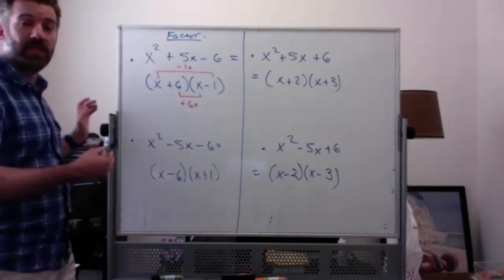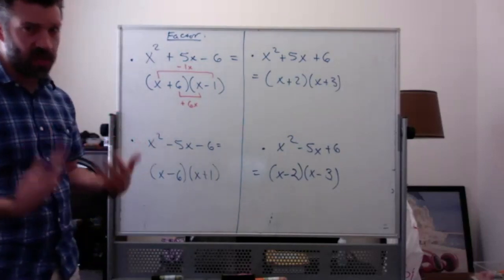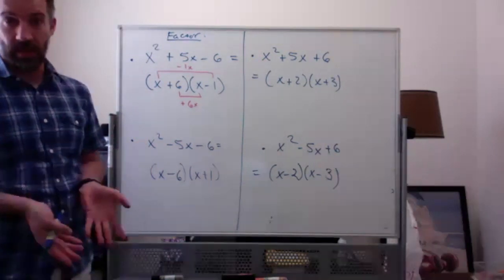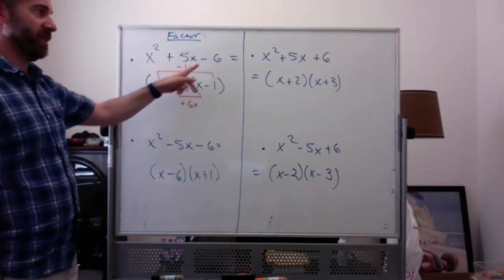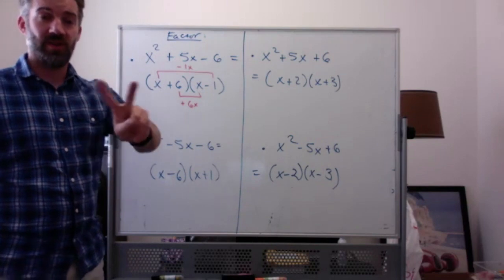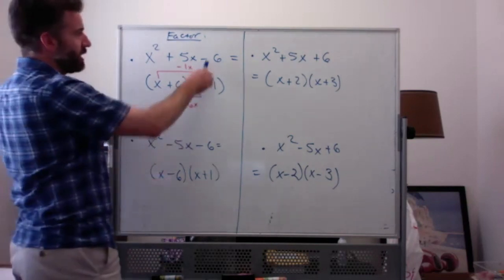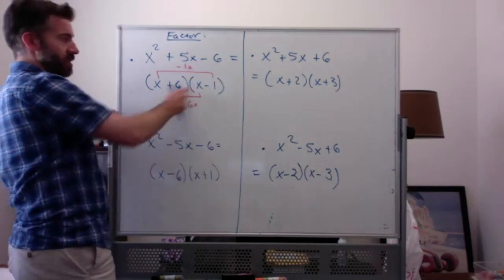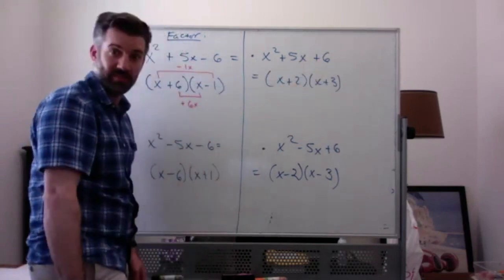The reason I did these four specifically is because people, myself included, often make a mistake doing them. Whenever you've got an x squared and a plus or minus 5x and a plus or minus 6, you have to be careful. If it's a minus 6, you're going to get 6s and 1s. If it's a plus 6, you're going to get 2s and 3s.